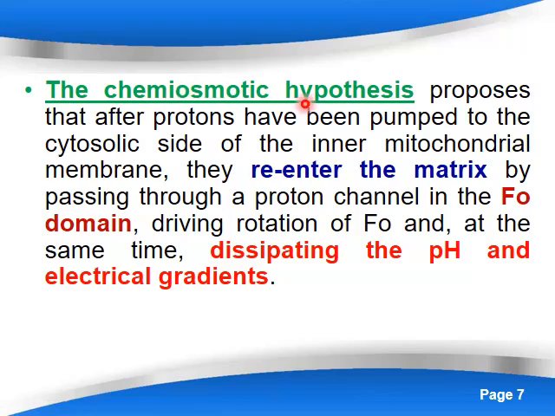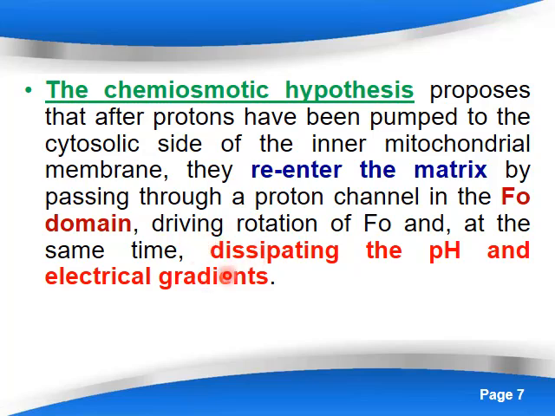The chemiosmotic hypothesis proposed that after protons have been pumped outside the inner mitochondrial membrane, into what is called the intermembrane space, they want to re-enter the matrix, but the inner mitochondrial membrane is impermeable to them. The only pathway for the protons to enter the mitochondrial matrix is through the F0 domain. Passing the protons down their concentration gradient through the F0 domain results in rotation of F0. At the same time, they are dissipating the pH electrochemical gradient.